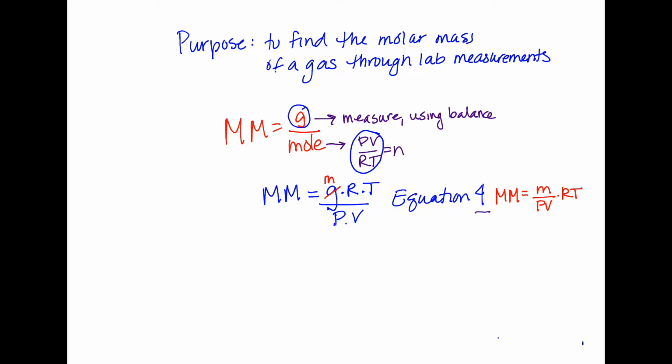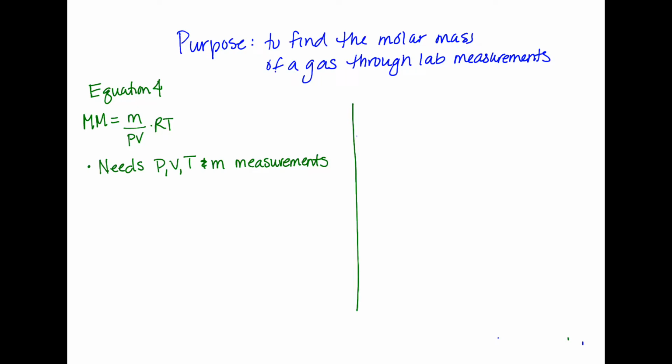Equation 4 is great as long as we can measure the mass, the pressure, the volume, and the temperature, we can find the molar mass. But that's a lot of measurements to make. So this lab also includes another way to calculate the molar mass, and I'd like to compare the methods. So the first method we talked about is using equation 4, which needs a pressure, volume, temperature, and mass measurement for the gas that you're trying to study.